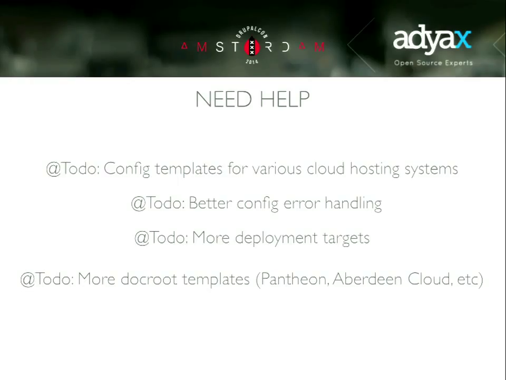The deployment targets. You saw only the local one, which generates the Docroot on your local machine. You saw the Git target, which pushes the Docroot to some Git repository. But we want to have more, because it is not a big issue to create another target saying just take the repository and put it on some SFTP or FTP file system. It doesn't change anything. It's just the target of where you want your Docroot to be hosted. And the templates.